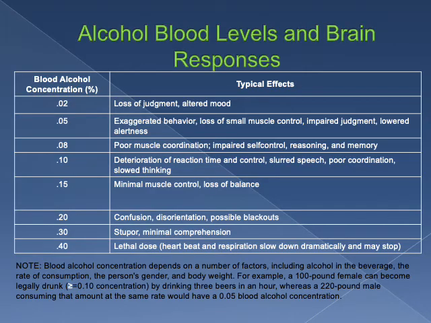This chart shows the blood alcohol concentration and then typical effects. So at 0.02, loss of judgment, that would be when the alcohol is reaching the frontal lobe of the brain. 0.05, exaggerated behavior, some loss of muscle control, along with impaired judgment and lowered alertness. 0.08, where poor muscle coordination would take place, as well as a lack of reasoning, memory, impaired self-control.